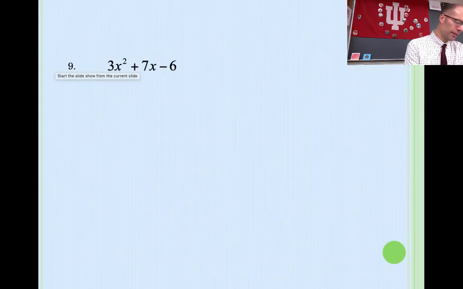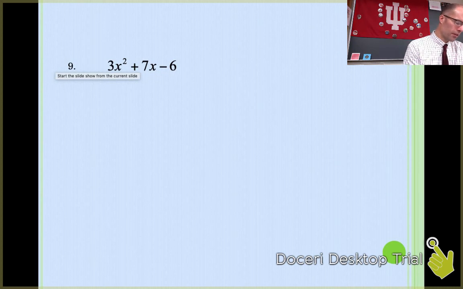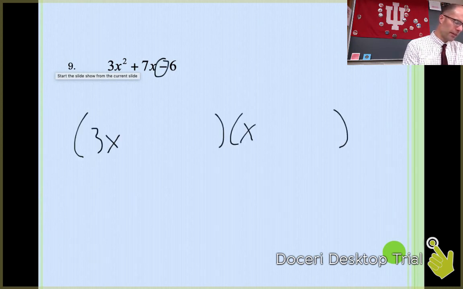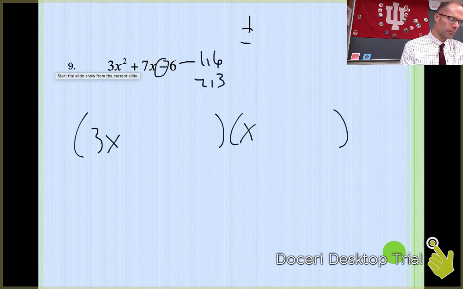Okay, take a look at 9. No GCF here. So I've got a 3x and then a 1x. My C value sign is negative, so that means my signs have to be opposite. That means one has to be positive, one has to be negative. I don't know where they go yet because my A value is 3 this time. So then 6, well, you got 1 and 6, and you got 2 and 3. Now, what do I want to get? I want to get 7, right? A positive 7.